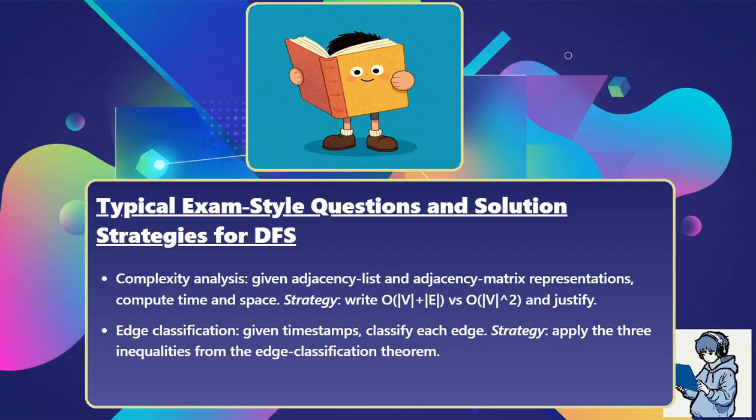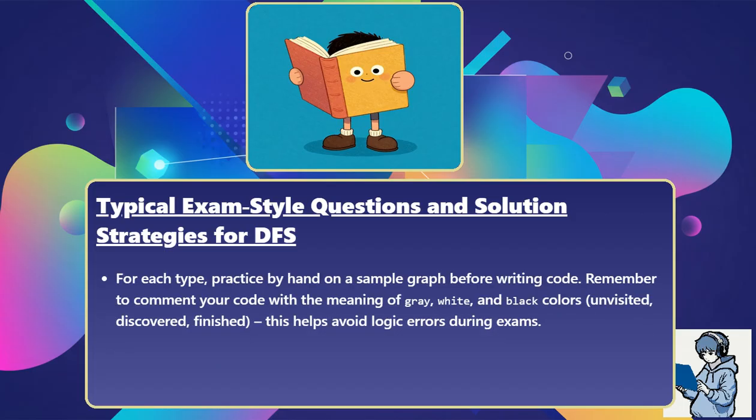Edge classification: given timestamps, classify each edge. Strategy: apply the 3 inequalities from the edge classification theorem. For each type, practice by hand on a sample graph before writing code. Remember to comment your code with the meaning of gray, white, and black colors: unvisited, discovered, finished. This helps avoid logic errors during exams.